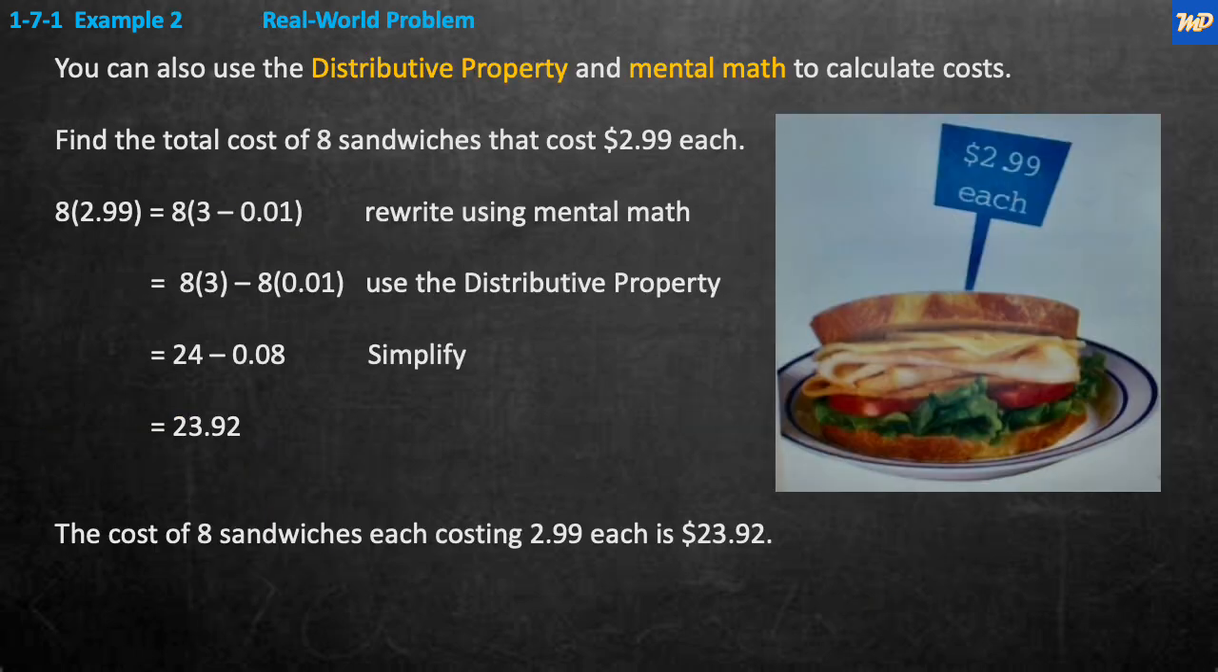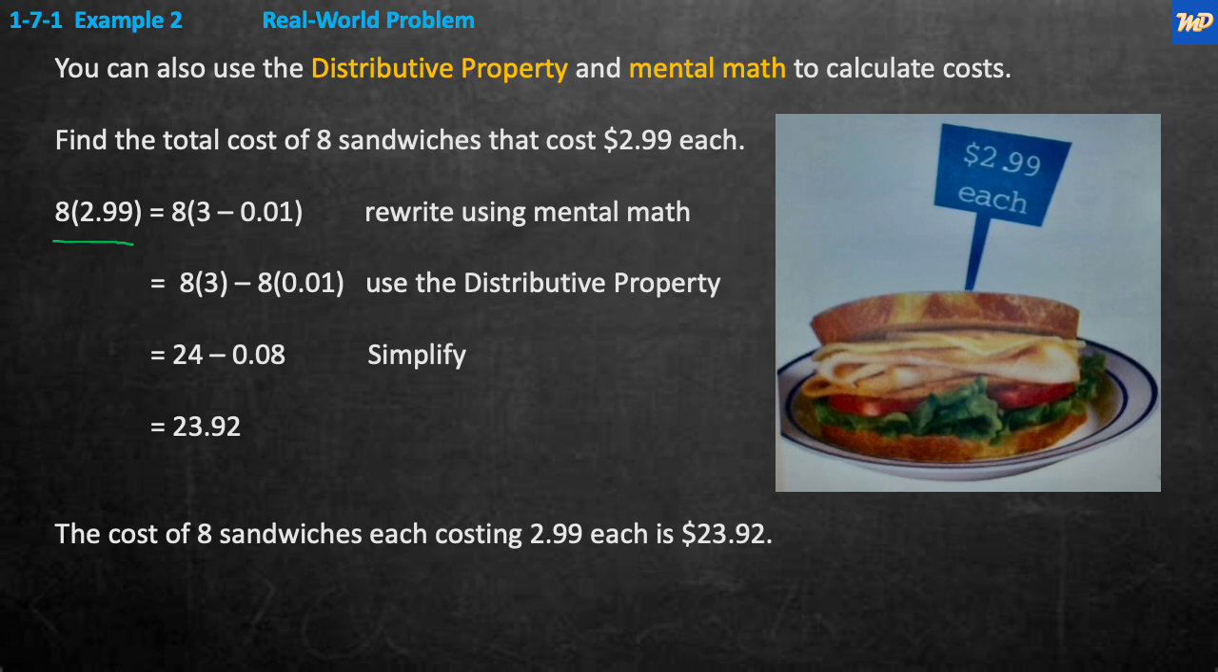Example 2, which is a real world problem, says you can also use the distributive property in mental math to calculate costs. So how about this? Find the total cost of 8 sandwiches that cost $2.99 each. Yeah, it's a nice sandwich for $3. Anyway, so let's look at it. So what are we going to do? To start off, we're going to write 8 times $2.99.